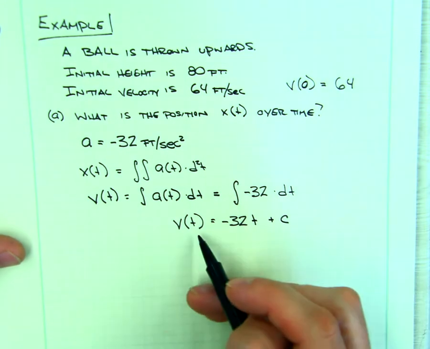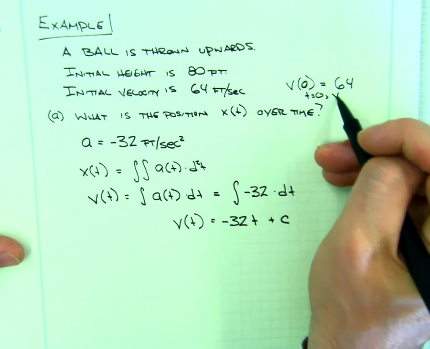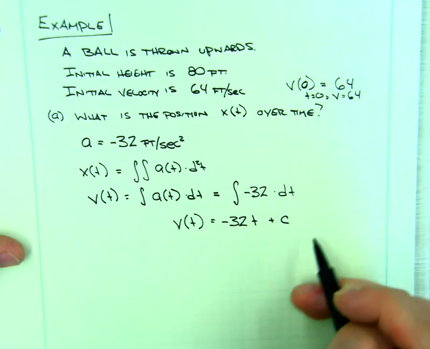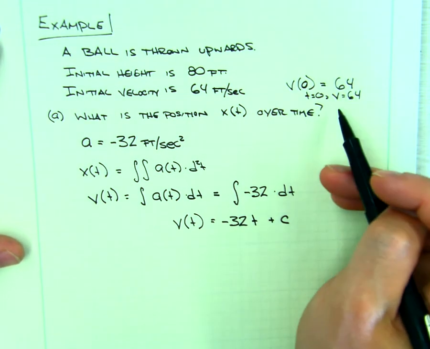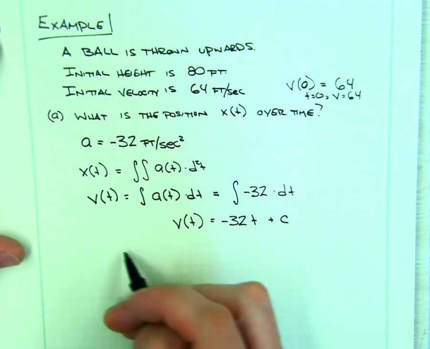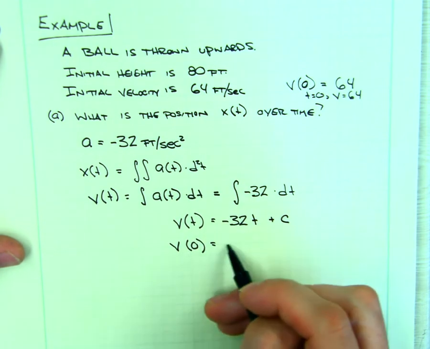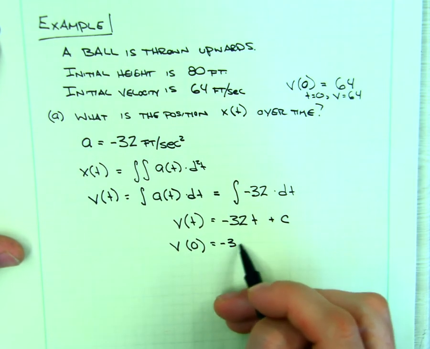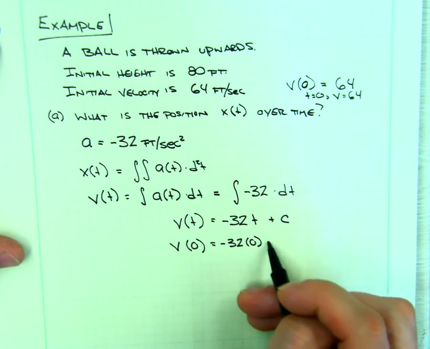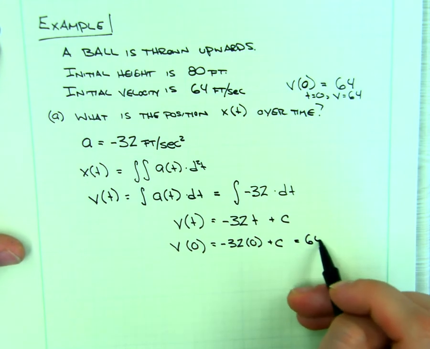Okay, so I know that when time is equal to 0, v is equal to 64. So this is an initial condition. In this case, I'm going to go ahead and plug that in here. So when time is equal to 0, I can say v of 0, right? So everywhere I see a t, I'm going to replace it with a 0: negative 32 times 0 plus c. And this is going to be equal to 64.